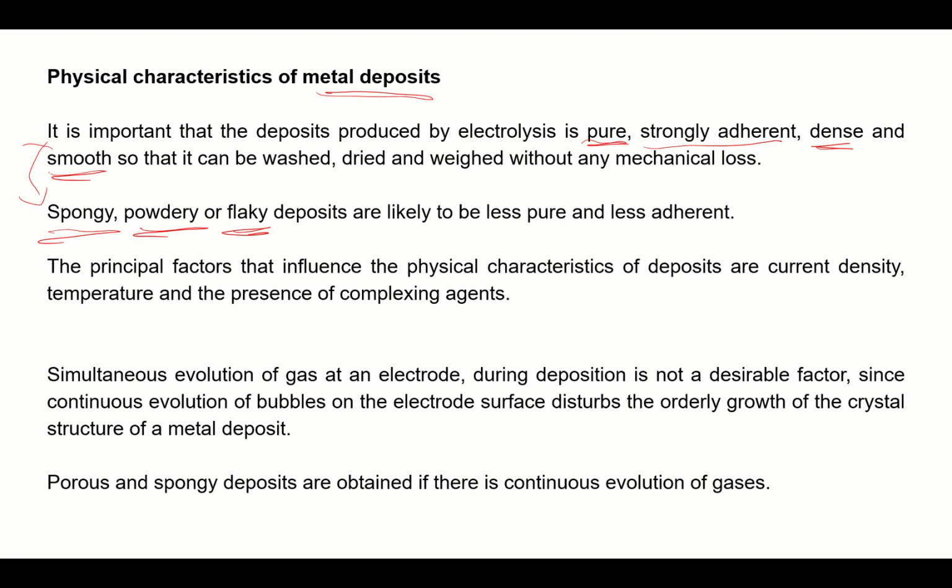Contrary to this, if the product deposit is spongy, powdery, or flaky, your product or the metal is likely to be less pure, with a lot of impurities, and it will also be less adherent. It is poorly adhered to the substrate. Okay, so I'm talking about the product.